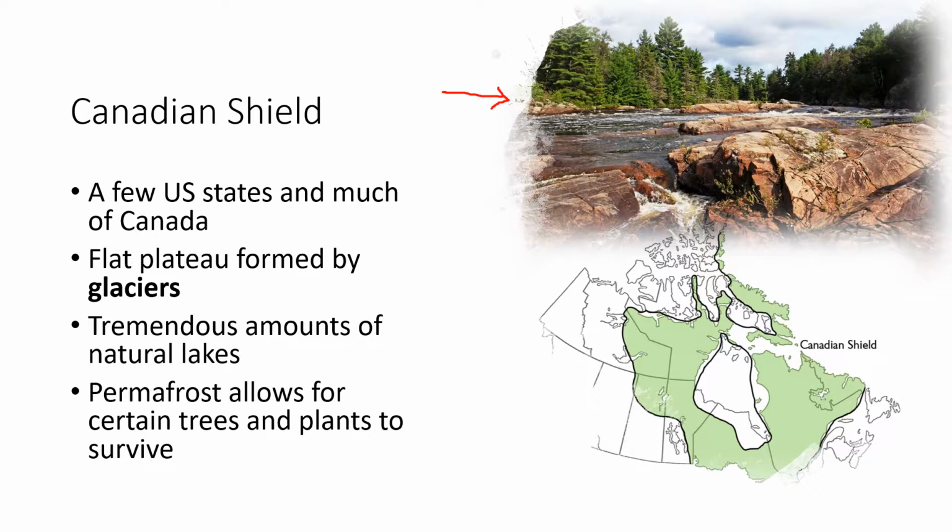So there is not a very thick soil. It's not good for agriculture. But there are hardy trees, mostly pine trees, that are going to be able to survive in thin, rocky soil. And there's also an abundance of lakes in this region. A vast majority of North America's lakes are found in the Canadian Shield.